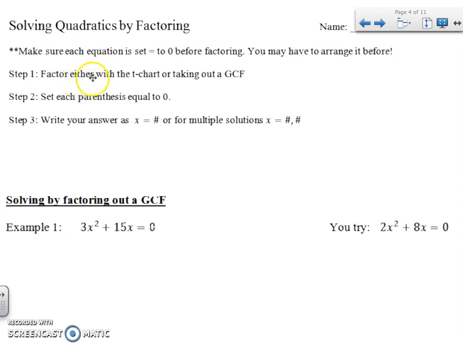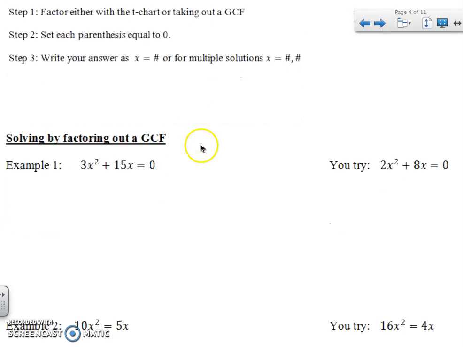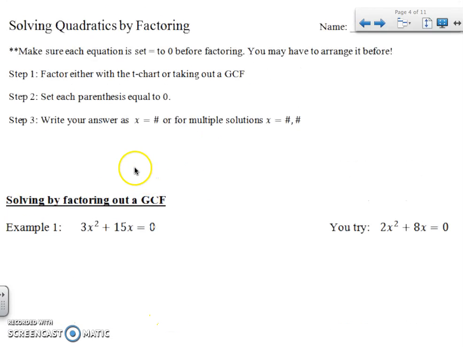Step 1 is to figure out whether you have to use a t-chart or whether you need to factor out a GCF. So remember, you're going to use a t-chart when you have something that looks like ax squared plus bx plus c, when you've got three terms that start off with an x squared. You're usually going to take out a GCF when you have two terms, like these examples down here.